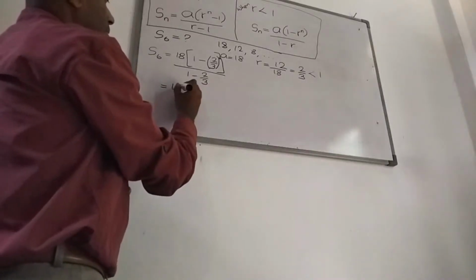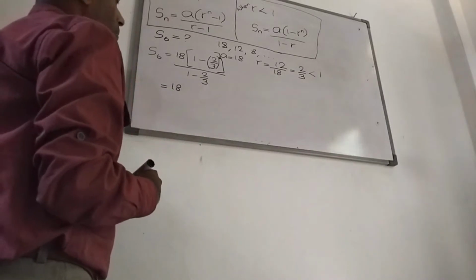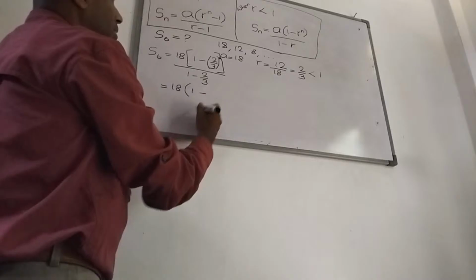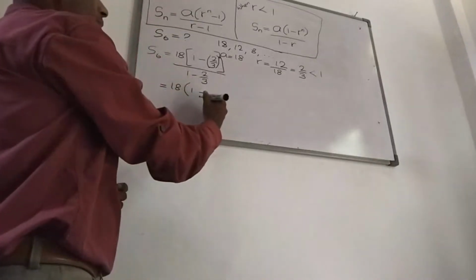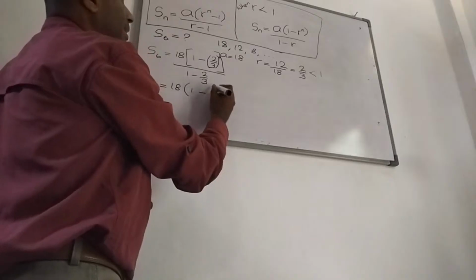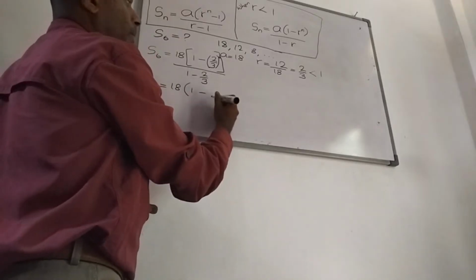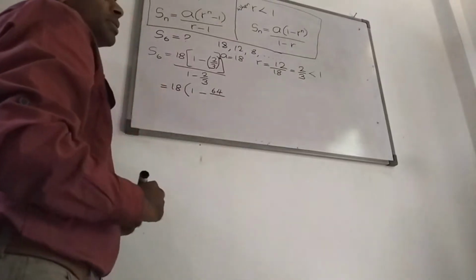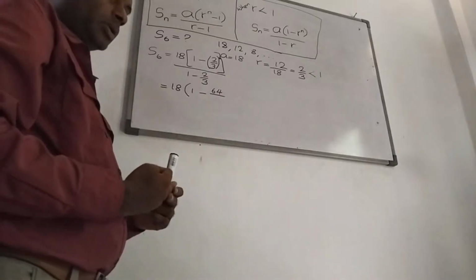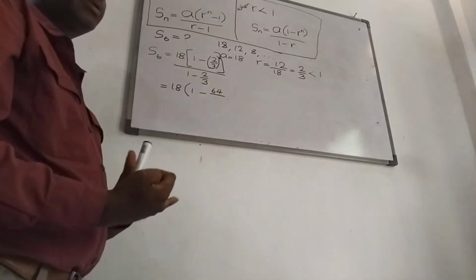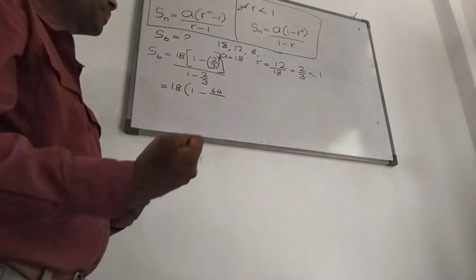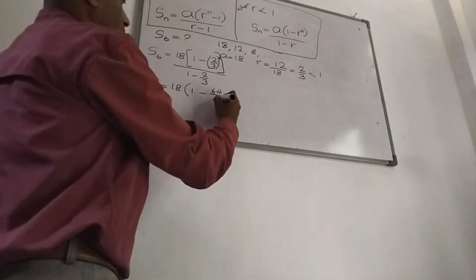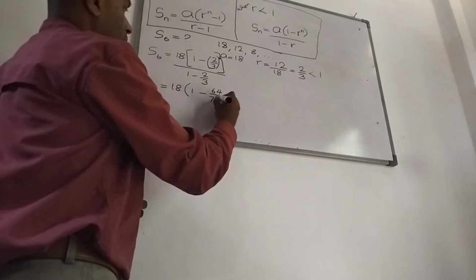Then 18, brackets 1 minus 2 to the power 6 is 64, no? Divided by 3 to the power 6. 3 times 3 is 9, 27, 81, 243. 243 times 3 is 729, no?